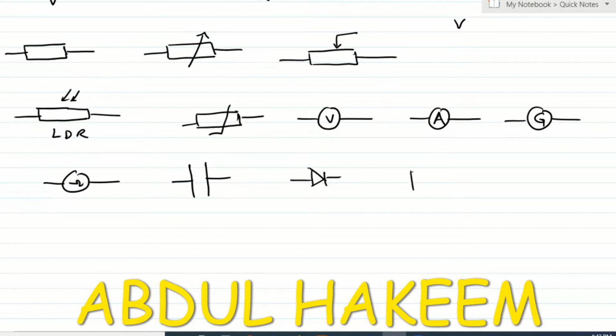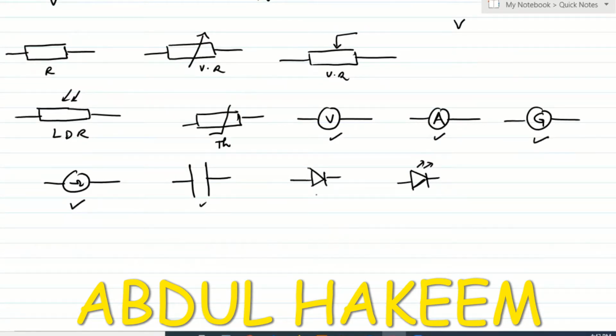And this symbol is LED. So fixed resistor, variable resistor, but it is also called the rheostat. This is LDR. This is thermistor. This is voltmeter, ammeter, galvanometer, ohm meter, capacitor, diode, and LED.